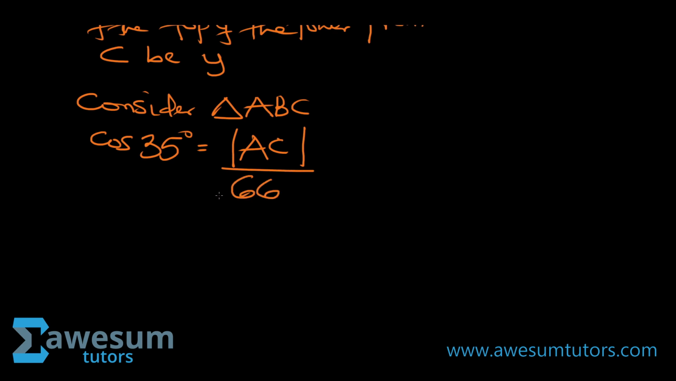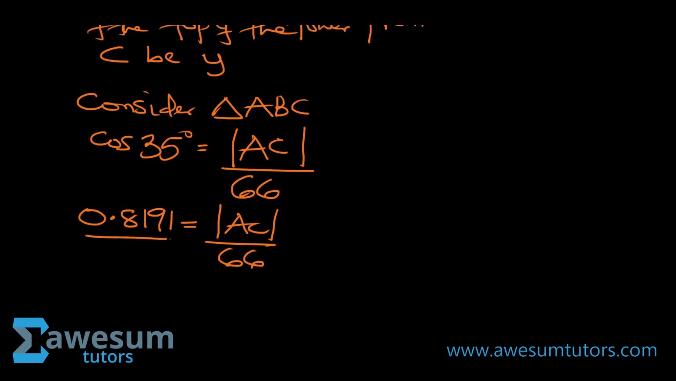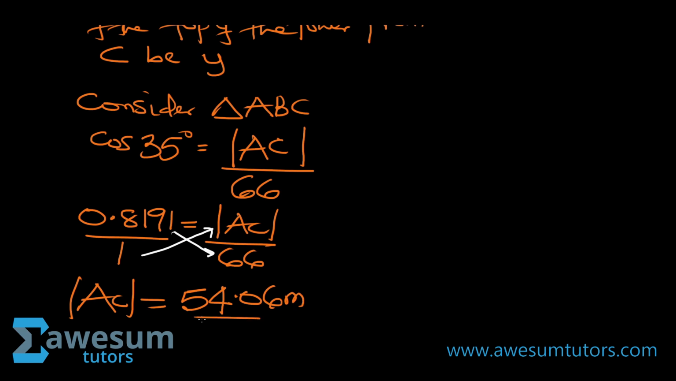Okay, cos 35 degrees is 0.8191, equals line AC over 66, right? 0.8191 means over 1, right? So in this case, what can we do? We can cross multiply. So 1 times line AC is going to give me line AC. Okay, so 0.8191 times 66 is going to give me 54.06 meters. Very good, guys.